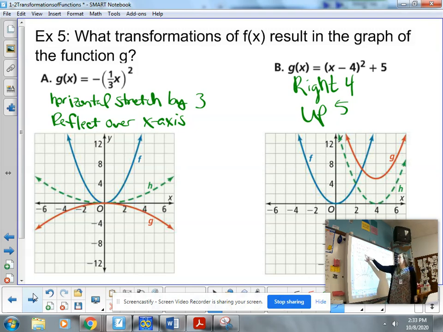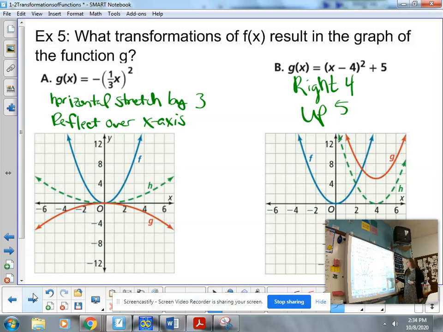So here I have a 1/3 on the inside. That is on the horizontal because it's inside acting on the x. And it's a horizontal stretch because it's a fraction. Then I have the negative on the outside. So first I did a horizontal stretch. That's how this blue graph got stretched out to this dotted green graph. And then we reflected over the x-axis. So we took that green dotted graph and flipped it down.